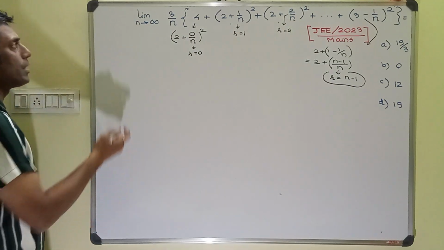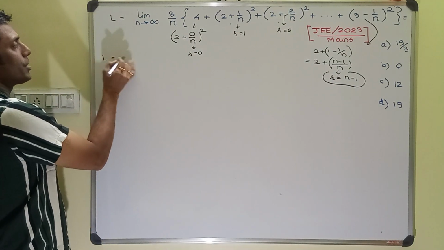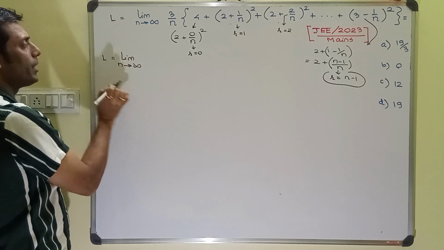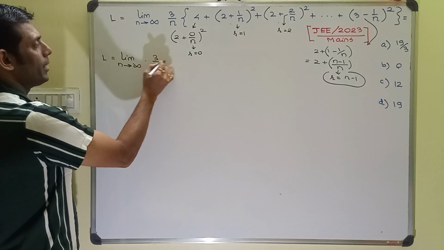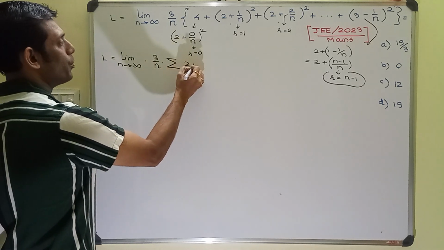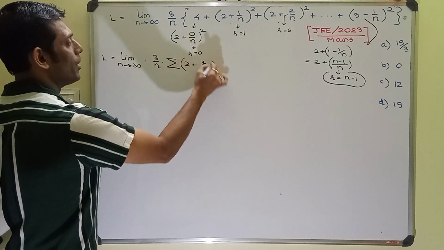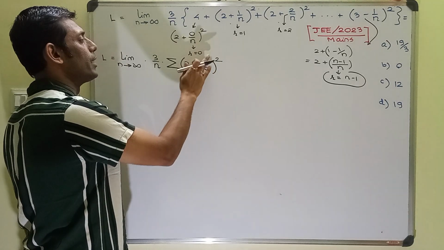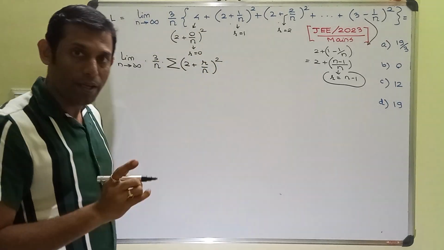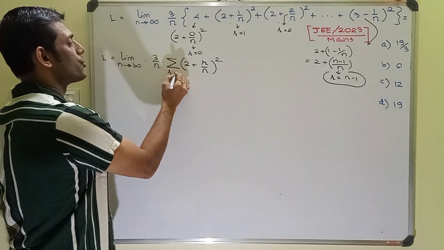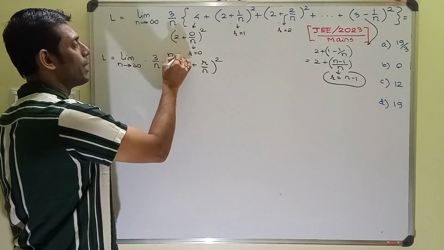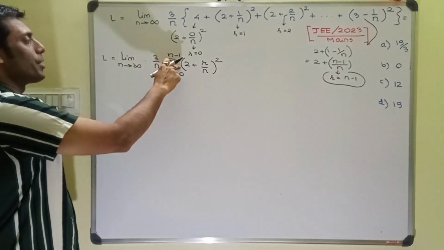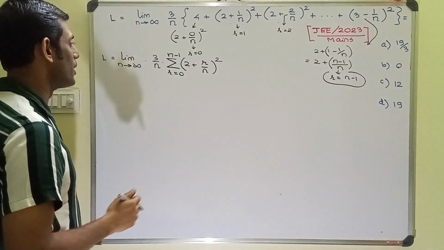So we have this limit L writable as the limit n tending to infinity of 3 by n and a summation of 2 plus r by n whole square. Each term can be written as 2 plus r by n. And if it is 2 plus r by n, the r begins with value 0 and ends with the value n minus 1. This is the question. Now see, this is a limit of a summation. This is going to convert to an integral very soon.